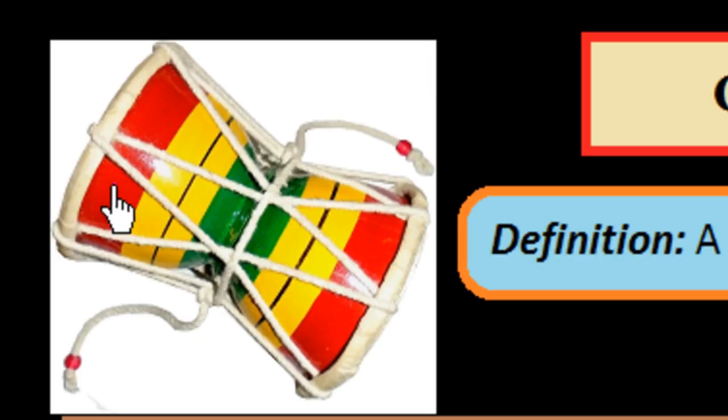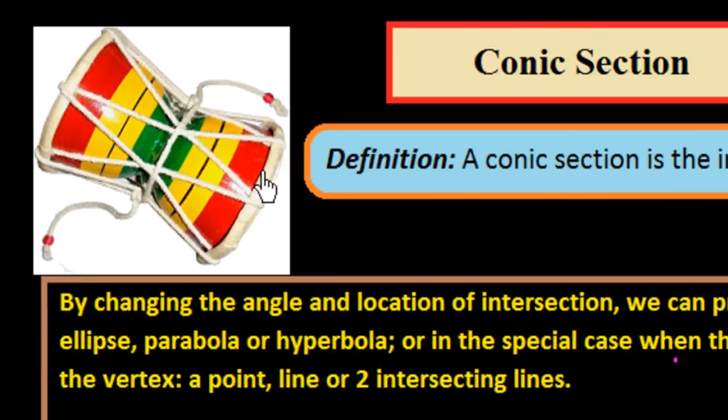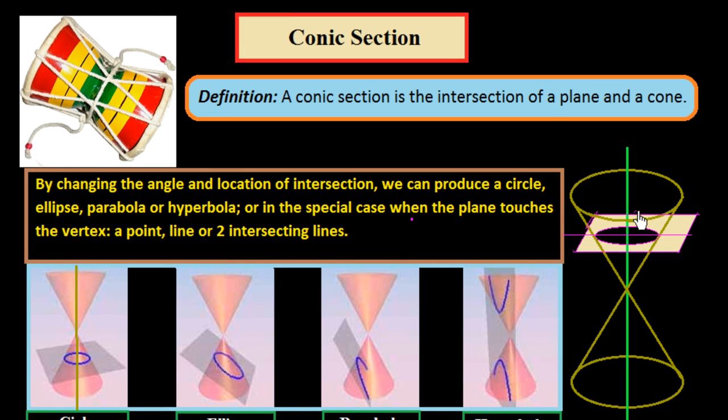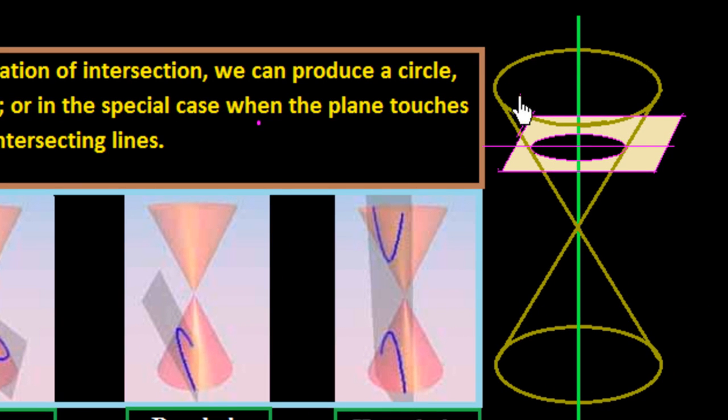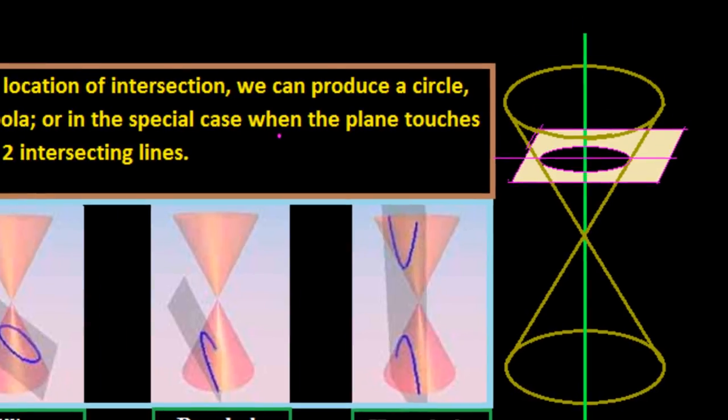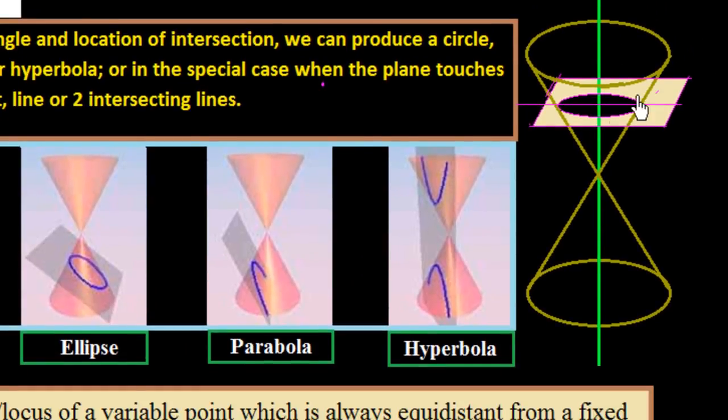Look at here, there are two cones mounted to each other on a vertex. This is the vertex of both the cones. Through this model I would like to explain about the conic section. I have drawn one figure, a line diagram of this Damru figure, where there are two cones mounted on each other on the vertex.